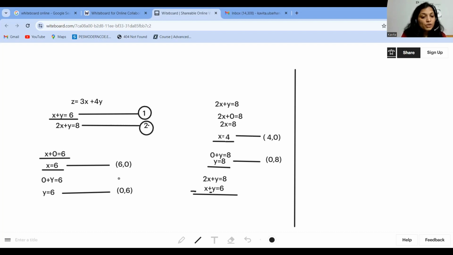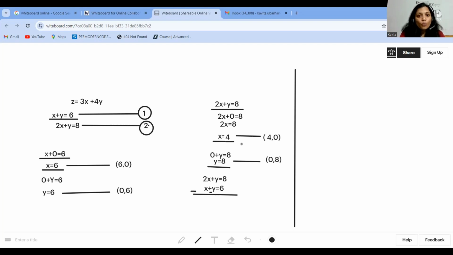Now come to equation number 2, your constraint number 2, which is 2x plus y is equal to 8. Now we are going to follow the same thing. Put y equal to 0 first, and you will get the value of x, and then put x equal to 0, and you will get the value of y. Very simple. Here 2x plus 0 is equal to 8, so 2x is equal to 8, and x is equal to 4.